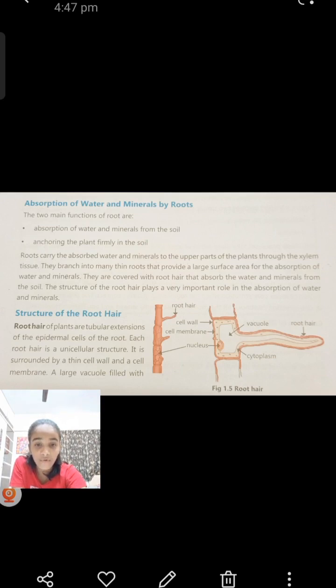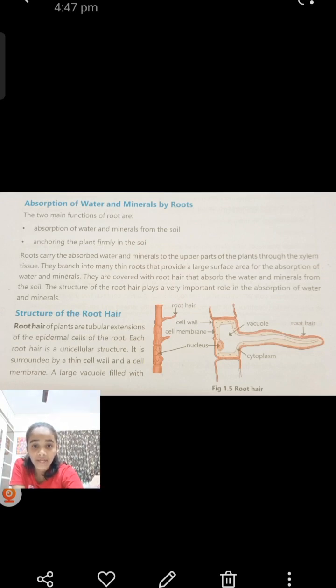Now, 43rd question is, what are roots covered with? Roots are covered with root hairs that absorb the water and minerals from the soil.